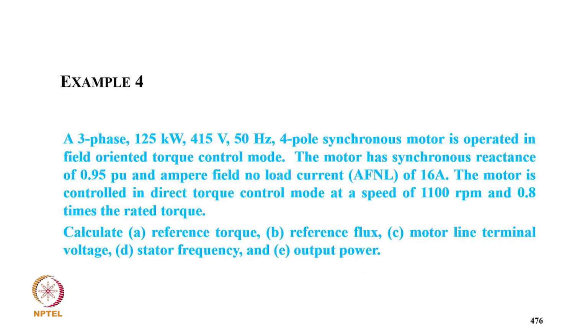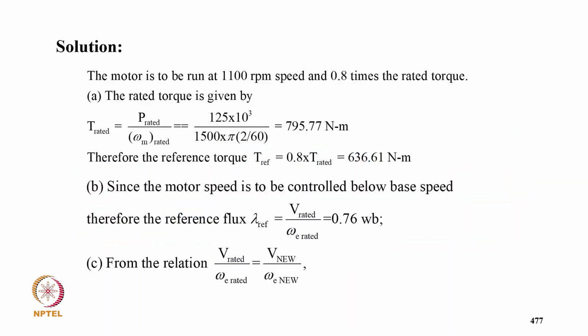Example 4. A 3-phase 125 kilowatt 415 volt 50 Hz 4 pole synchronous motor is operated in field torque control mode. The motor has a synchronous reactance of 0.95 per unit and a field no load current of 16 ampere. The motor is controlled in direct torque control mode at a speed of 1100 rpm and 0.8 times the rated torque. Calculate the reference torque, reference flux, motor line voltage, stator frequency, and the output power.